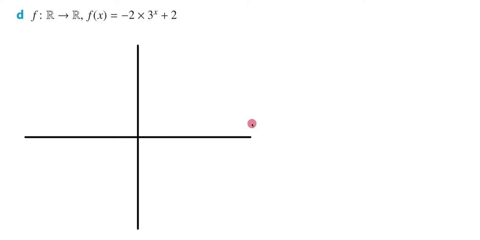We're going through exercise 13C. This is question 5D. So we need to sketch this. And immediately you can look at this and see that there's a lot going on. I have a 2, which is going to be a dilation from the x-axis. I have a negative, which is going to be a reflection in the x-axis. And I have a translation as well.